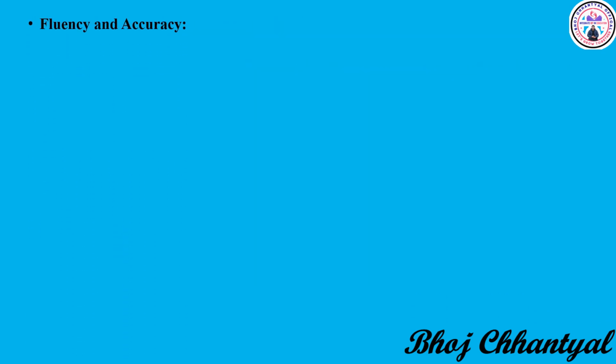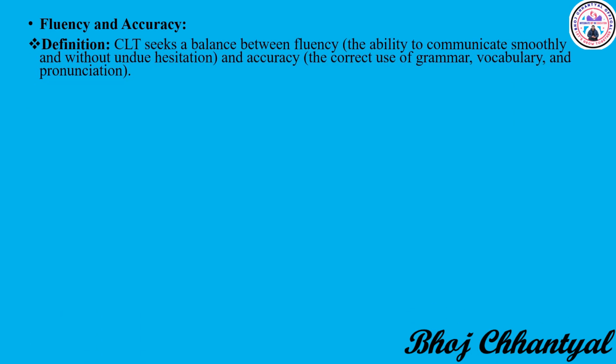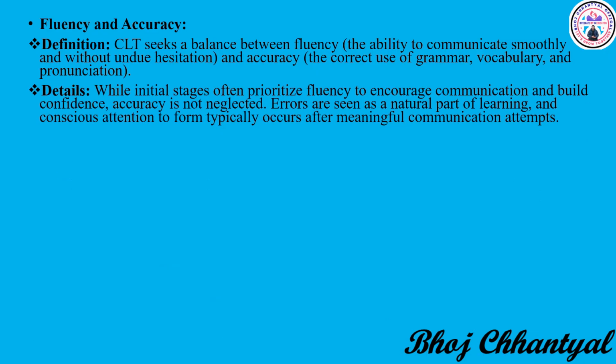Details: exposure to authentic language helps learners understand natural language use, cultural nuances, and prepares them for communication outside the classroom. Fluency and accuracy. Definition: CLT seeks a balance between fluency, the ability to communicate smoothly and without undue hesitation, and accuracy, the correct use of grammar, vocabulary, and pronunciation. Details: while initial stages often prioritize fluency to encourage communication and build confidence, accuracy is not neglected. Errors are seen as a natural part of learning, and conscious attention to form typically occurs after meaningful communication attempts.